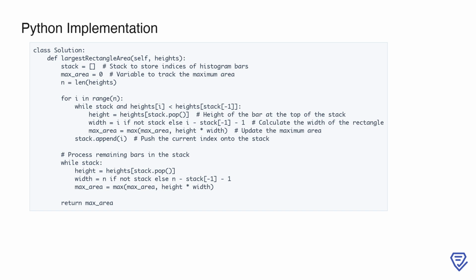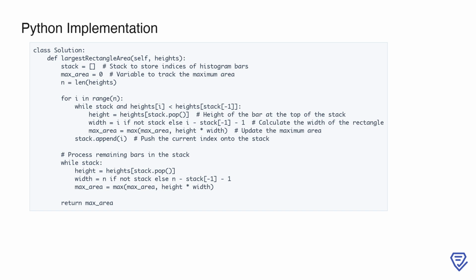2. Iterating through the bars. The loop iterates over each index i in the histogram. For each bar, a while loop checks if the stack is non-empty and if the current bar height heights[i] is smaller than the height of the bar at the index stored at the stack's top. This ensures that we calculate areas for all taller bars that cannot extend further due to the current shorter bar.